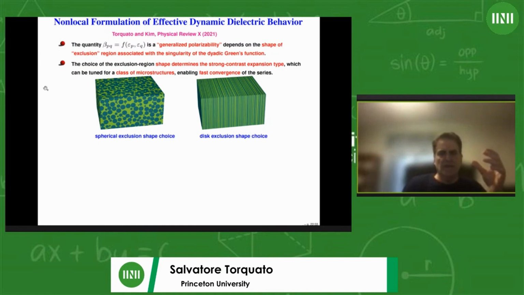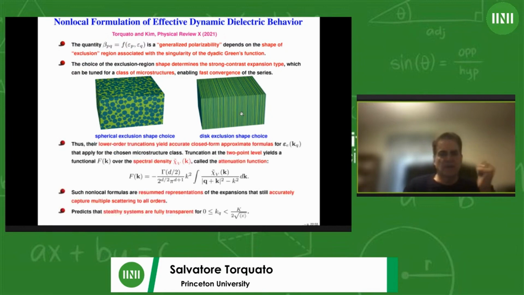That's the basic idea. So if you choose a spherical exclusion shape, there's one choice. If you have a disk exclusion shape, there's another choice of structures. Okay. Now, if you truncate at the lowest level up to the 2-point level, and then 3-point and higher is 0, then you can write down things in terms of this functional f of k, which is given in terms of the spectral density, and we call this the attenuation function. So this is a key quantity.